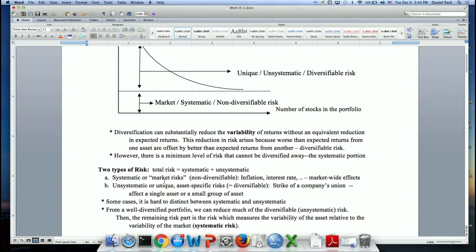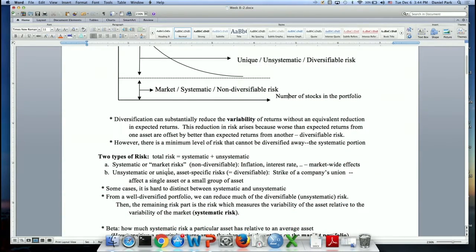The first one, systematic risk or market risk, is something like inflation or interest rates, which affects the whole market. A single company cannot control it. Unsystematic risk, or company unique, asset specific risk, belongs to your company, and that's diversifiable. Something like a strike of a company's union.